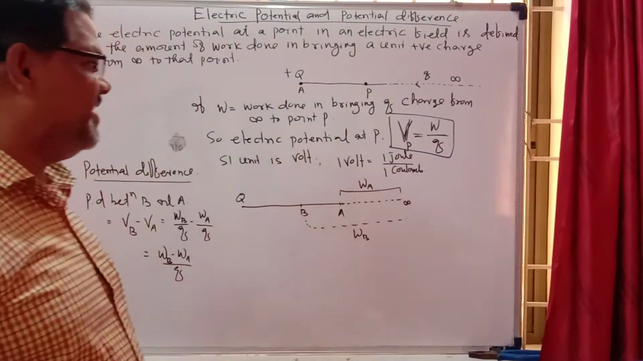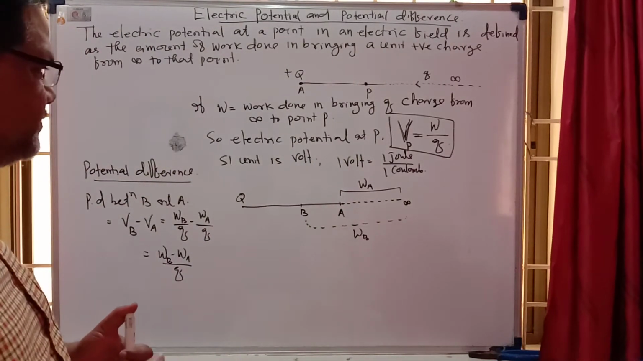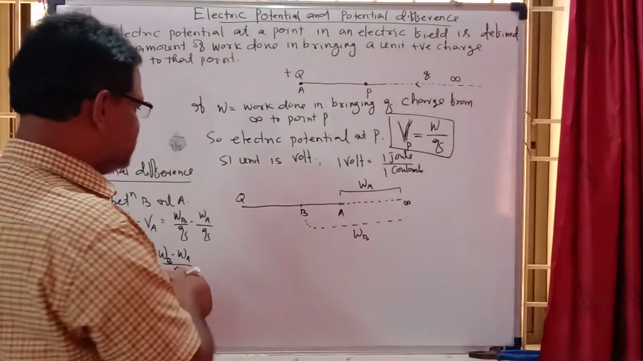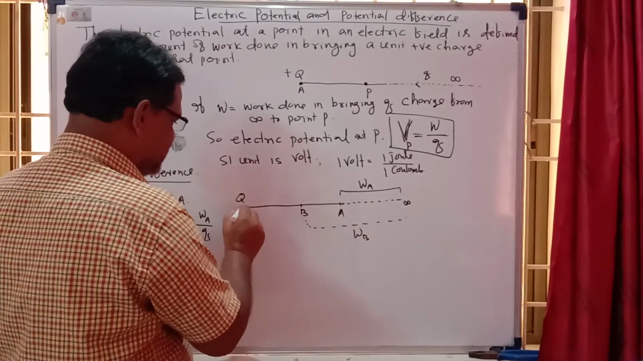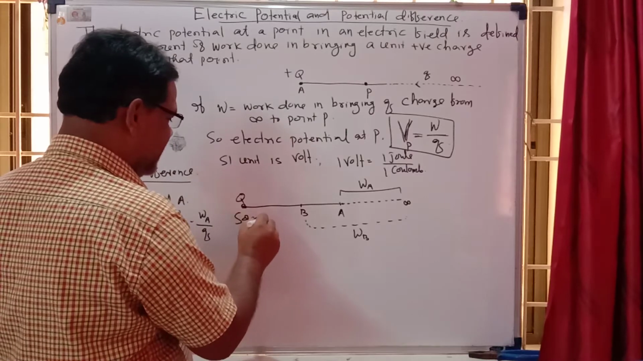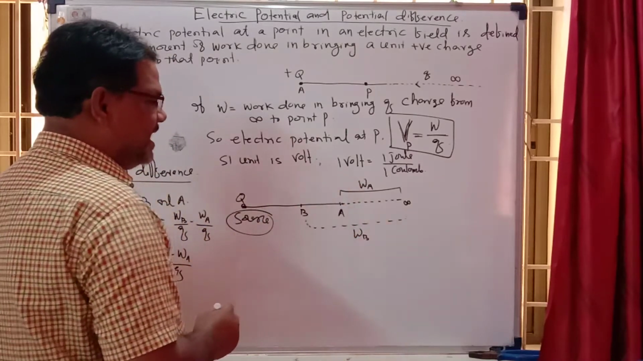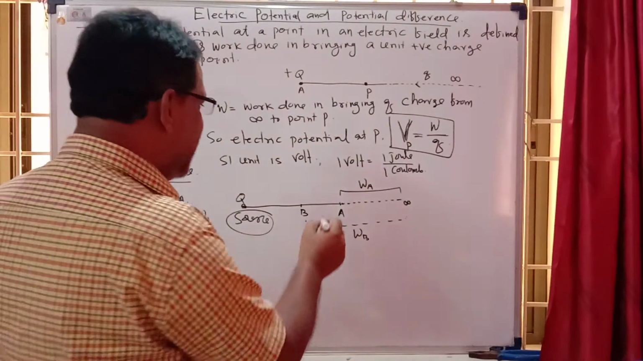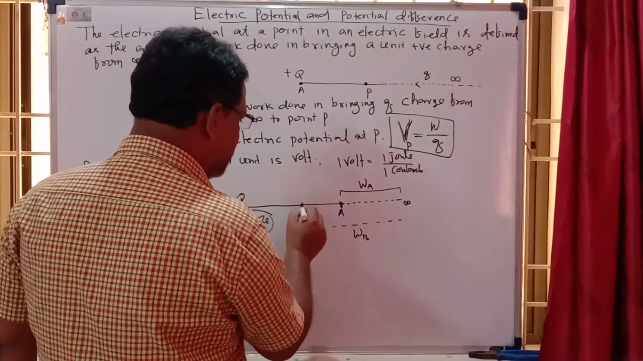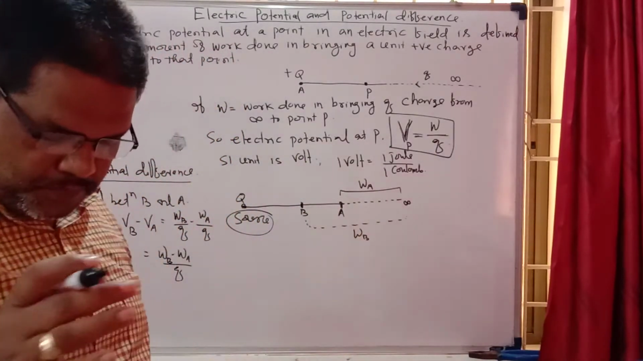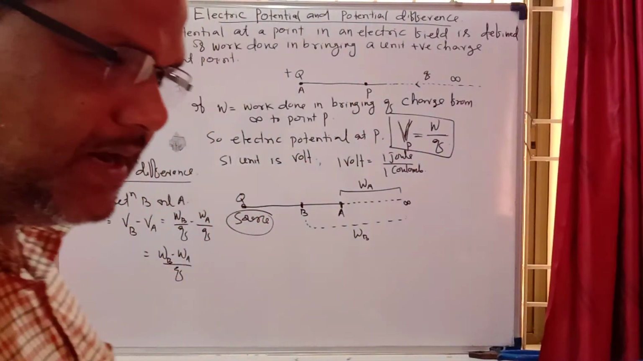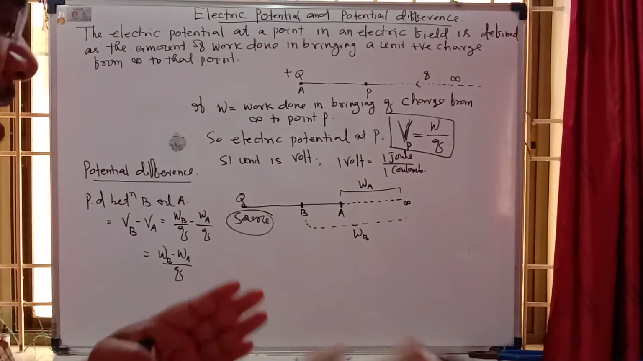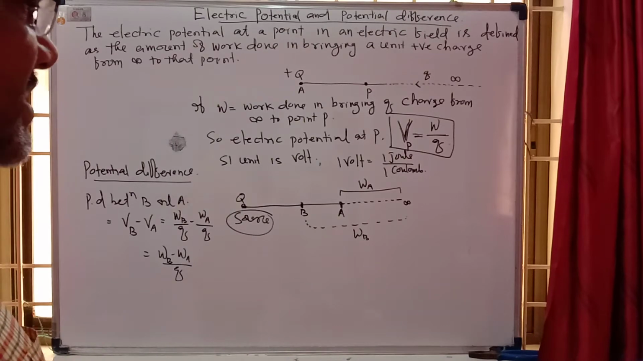What is the potential difference? Potential difference means the difference of potential at two different points. Suppose Q is the source charge, creating the electric field, and within that electric field you want to bring a test charge from A to B. For two points in the electric field, the amount of work done in bringing a unit charge from one point to another point is called the potential difference.